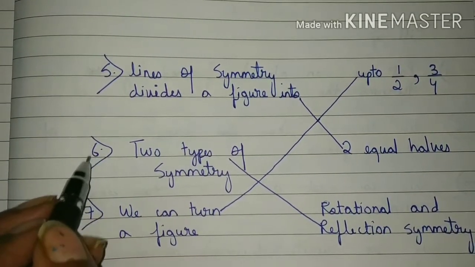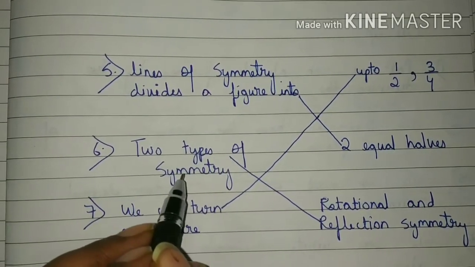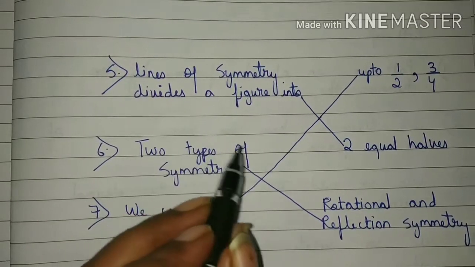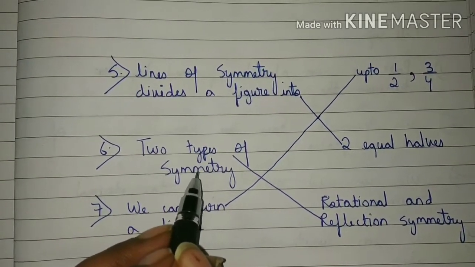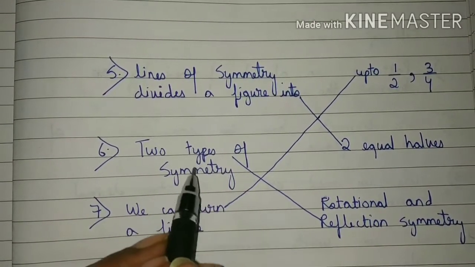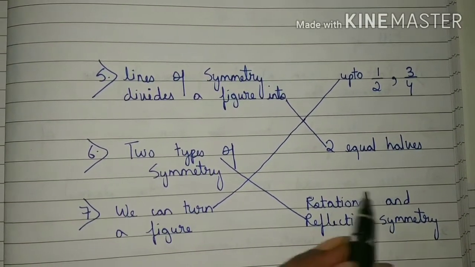Now come to question number 6. 2 types of symmetry. We have learnt that there are 2 types of symmetry. One is rotational symmetry and second is reflection symmetry.